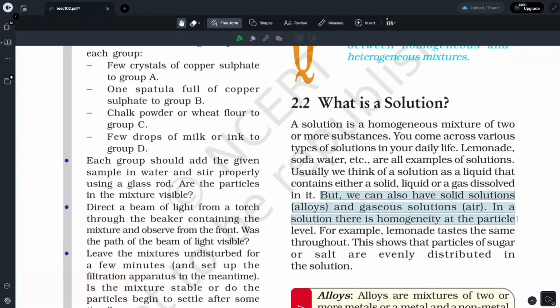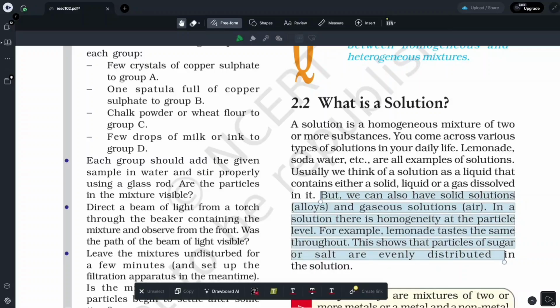In a solution, there is homogeneity at the particle level. For example, lemonade tastes the same throughout. This shows that particles of sugar or salt are evenly distributed in the solution.